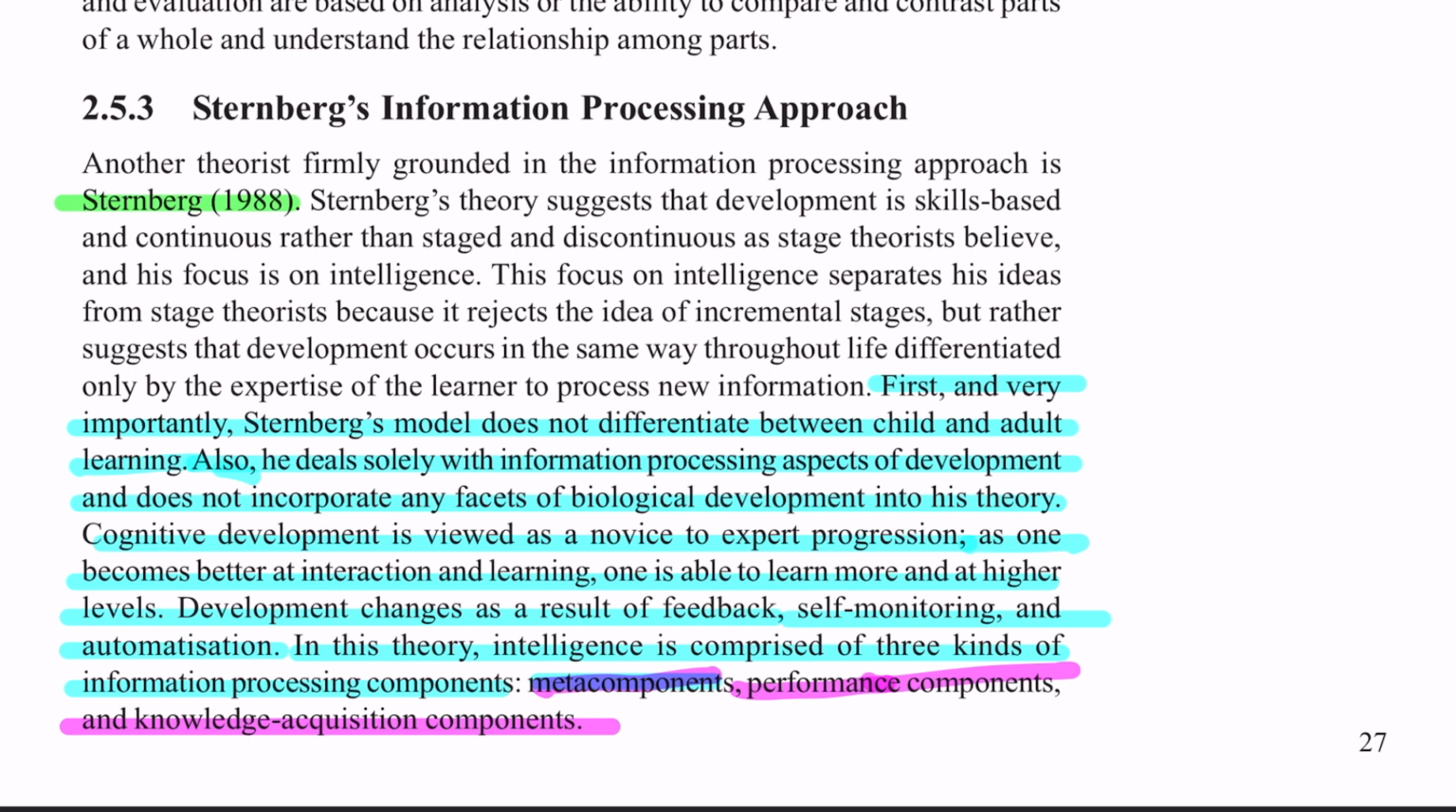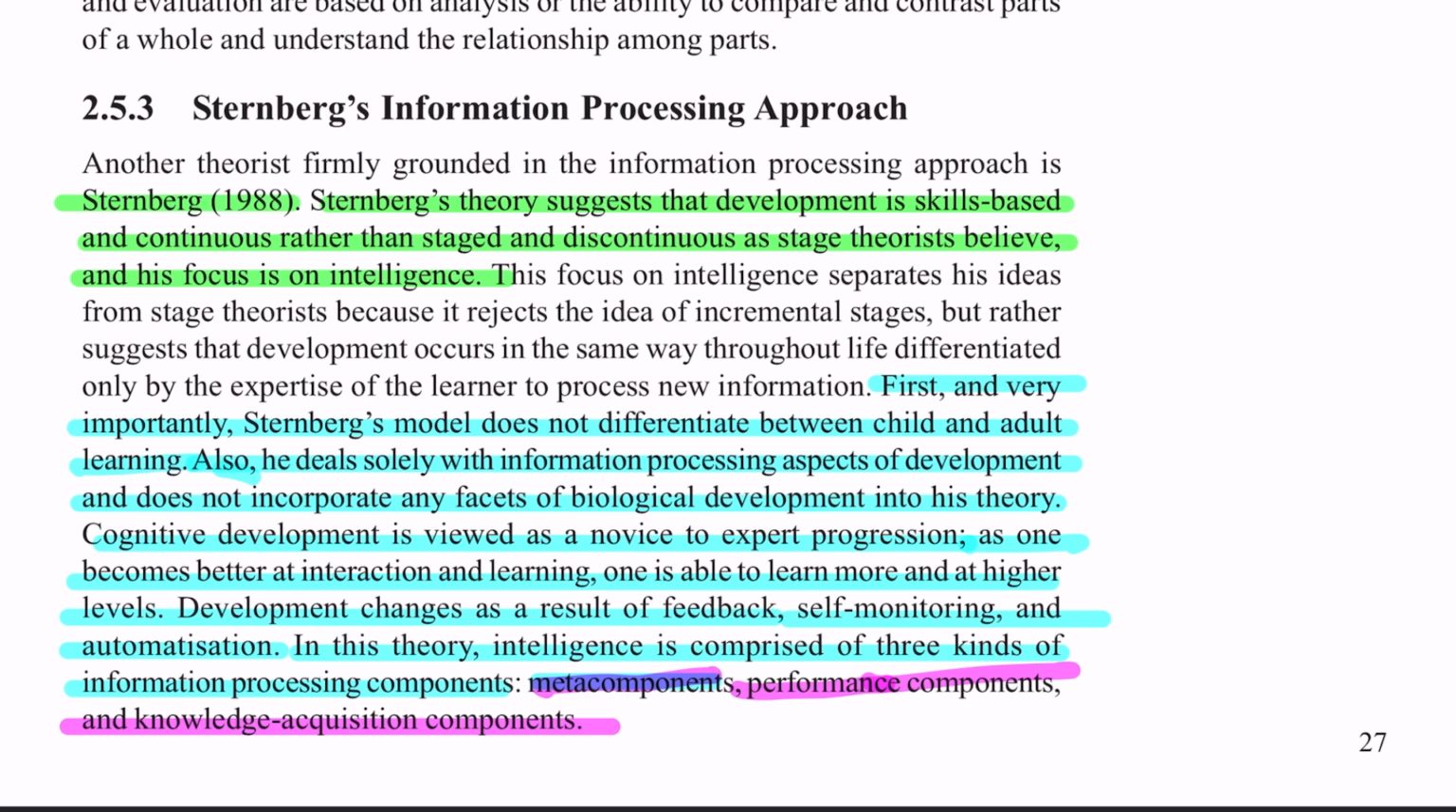Sternberg's theory suggests that development is skill based and continuous, rather than discontinuous stages as stage theories believe, and his focus is on intelligence. So he says it does not happen stage-wise or level-wise; it is a continuous process that keeps going. You cannot differentiate like this is stage one from 0 to 1 year, 1 to 2 years, stage two; those kinds of things are not there. People learn continuously. He said that. It is not a discontinuous process. It is a continuous process, and he basically focuses on intelligence.